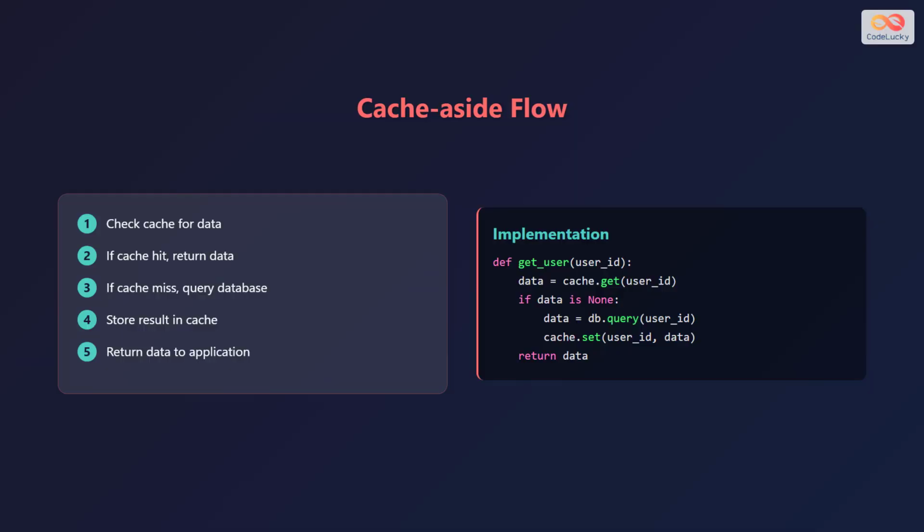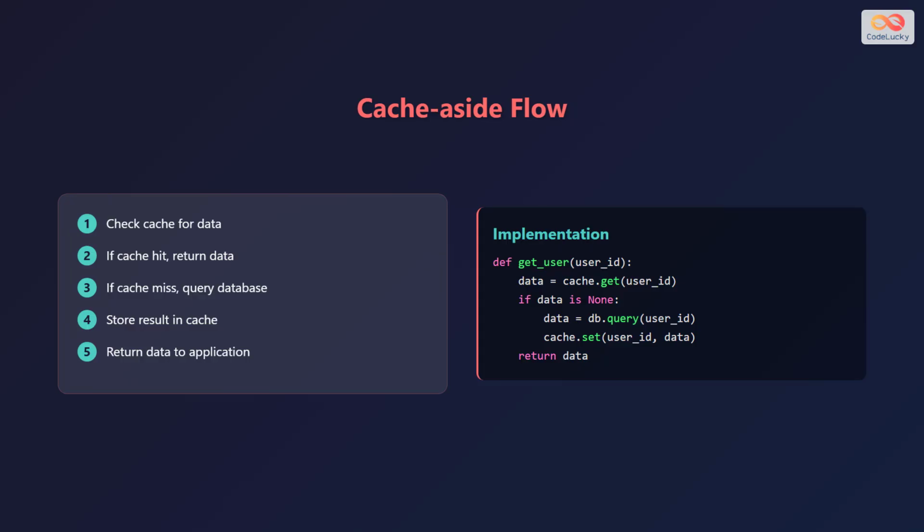Here's how the cache-aside strategy works. First, the application checks the cache for the data it needs. If the data is found in the cache, that's a cache hit, and the data is returned directly to the application. If the data is not in the cache, that's a cache miss. In this case, the application queries the database, stores the result in the cache, and then returns the data to the application.